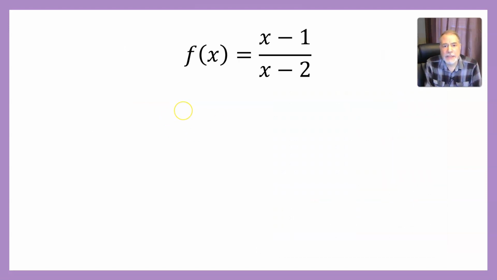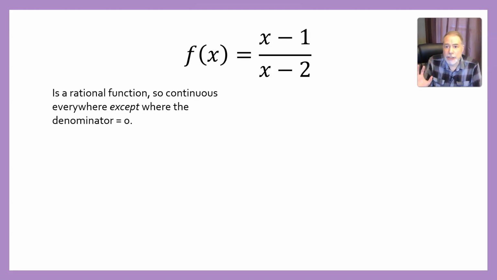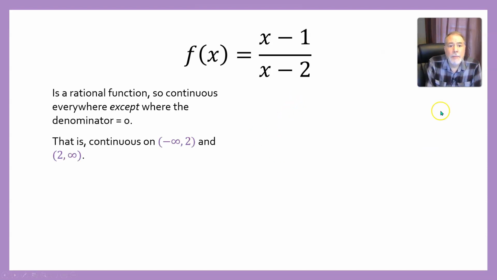How about this one? f of x equals x minus 1 over x minus 2. Where is that continuous? Or where is it discontinuous? Well, it is a rational function, so it's continuous everywhere except where the denominator would equal 0. And for this function, that denominator would be 0 when x is 2. So if you plug in 2 for x, you get a 0 in the denominator, division by 0 error, it's undefined, but it's continuous everywhere else, everywhere except 2.